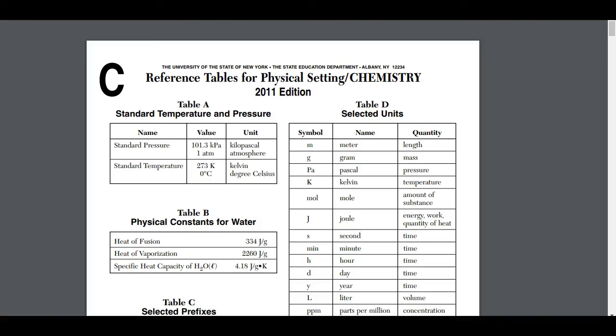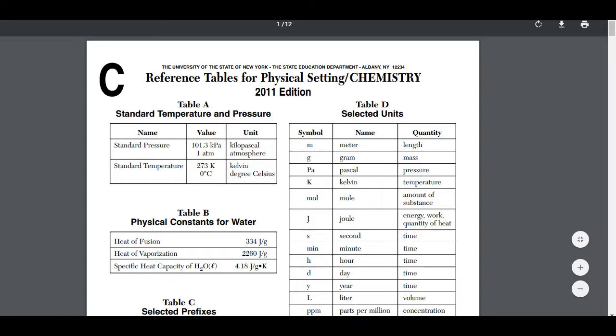Let's take a look at the chemistry Regents reference tables, table by table, and make sure that you know all the bits and pieces of information here that might be helpful for the Regents exam. All right, so let's start with Table A.